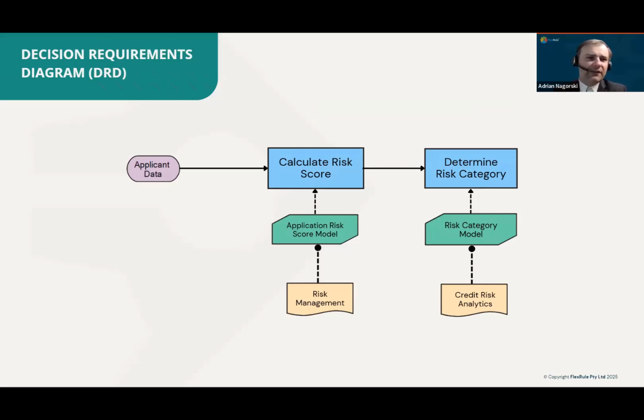As you see on the screen now, the pink round one is the input data. The blue rectangle is our decision. Below it, the green ones symbolize the business knowledge. And below that, the yellow one is the reference documentation for that specific business knowledge. So as you can see, with one single decision requirements diagram, you can bring every piece of that decision-making scenario together at a conceptual level.